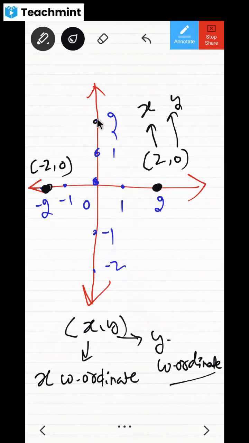What are the coordinates of this point? If you say 2 comma 0, it becomes wrong, Jagannath. It is not 2 comma 0. First, you have to look for x. Is it moving on positive x or negative x? Nowhere it is moving. So whatever point is there, x is not moving. That's why it becomes 0. Then it has moved 2 on y. So that's why it becomes 0 comma 2, right?